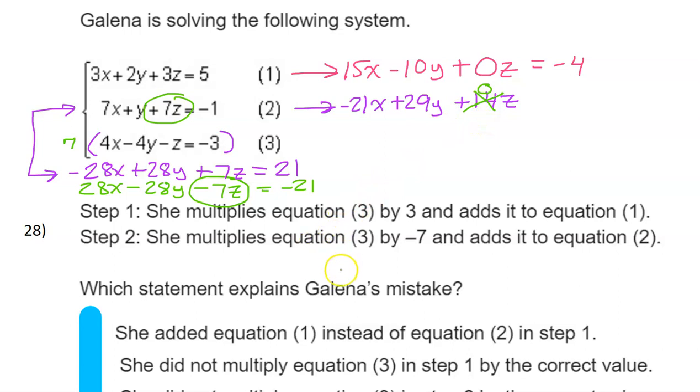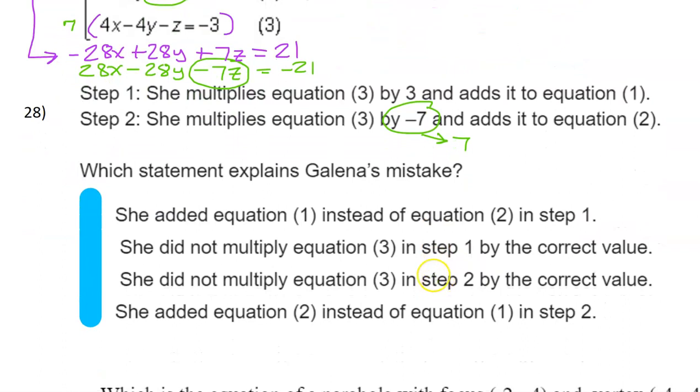So that's the problem. The problem is in step 2, when she multiplied by -7, she should have multiplied by +7. Okay, so if we look at the answer choices, she did not multiply equation 3 in step 2 by the correct value. She should have done +7, not -7. That's the problem.